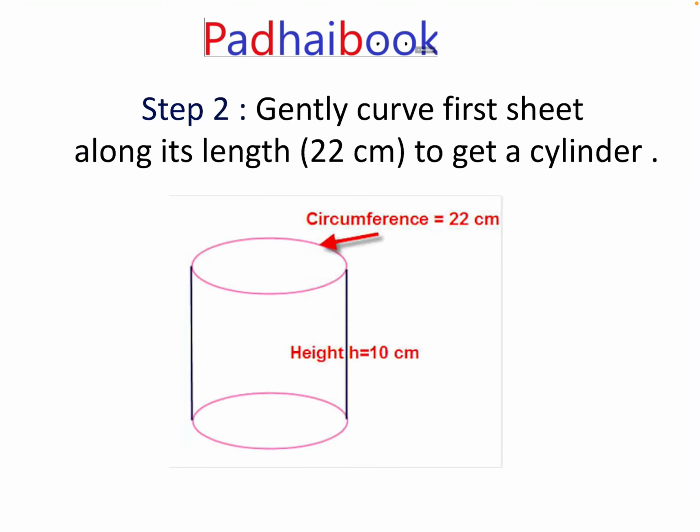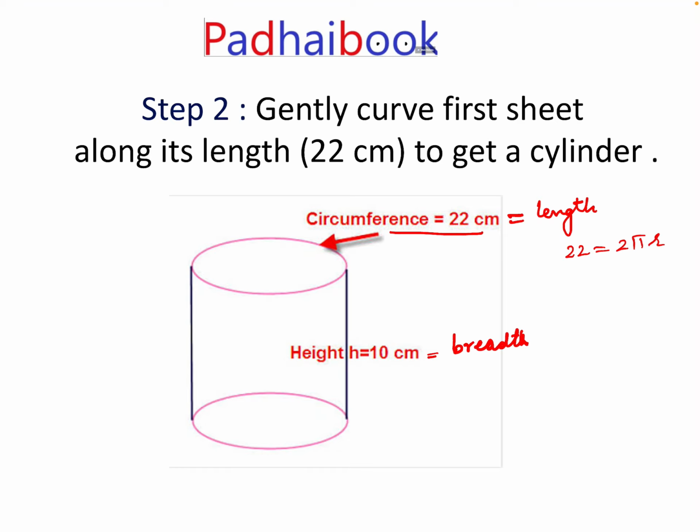So gently curve the first sheet along the length. So what happens? The circumference will be equal to its length, and from here we can find the radius of the cylinder, and height will be equal to its breadth. Now this 22 will be equal to 2 pi r.